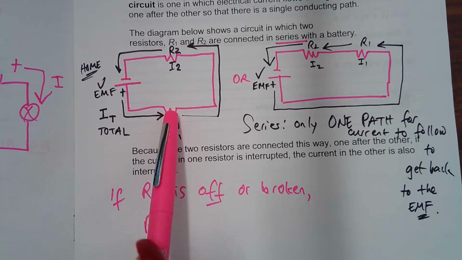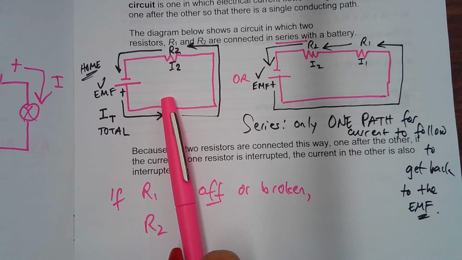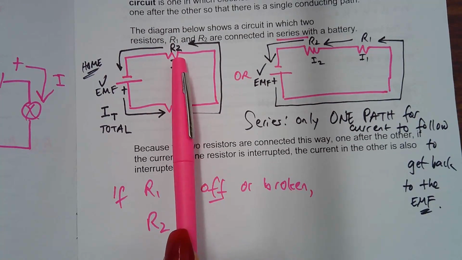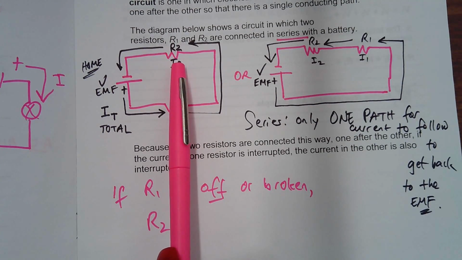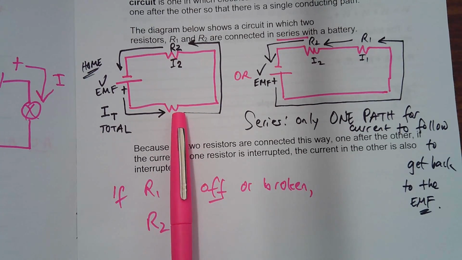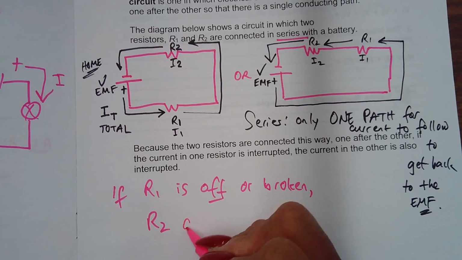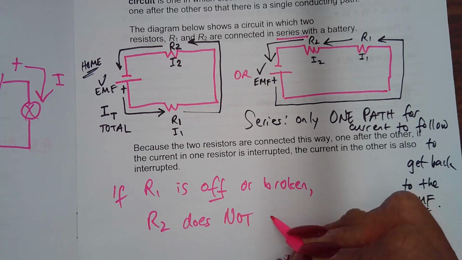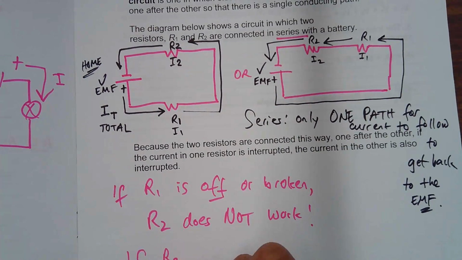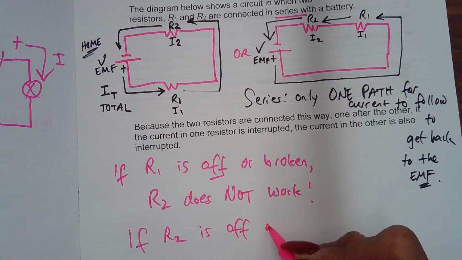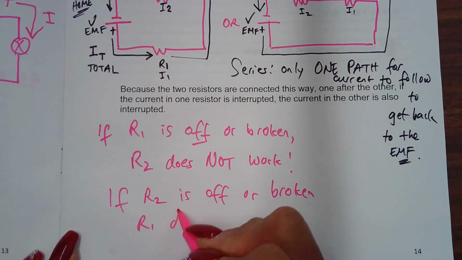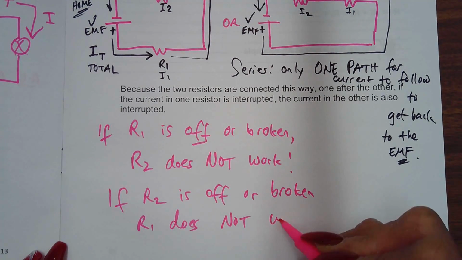So if R1 is broken, let's say I cut this wire or I broke the light bulb, that means the tungsten wire inside the light bulb is now broken. R2 is not going to get any current at all, because the current has to go through R1 first. It has to be slowed down by R1, the monster fangs, right? So R2 does not work. What about if R2 is off or broken? What happens to R1? It doesn't work either. So I'm just going to write this once.